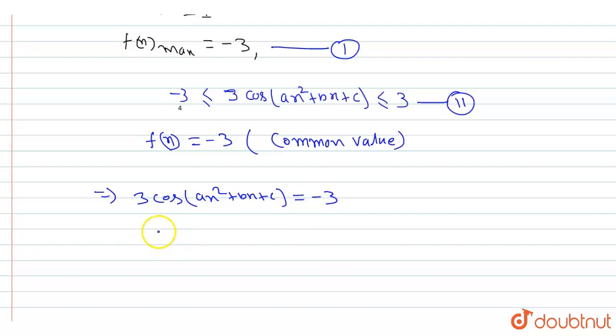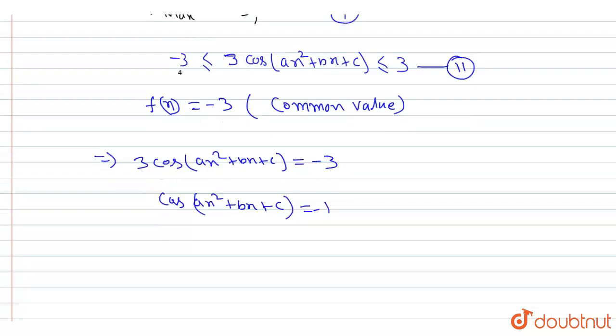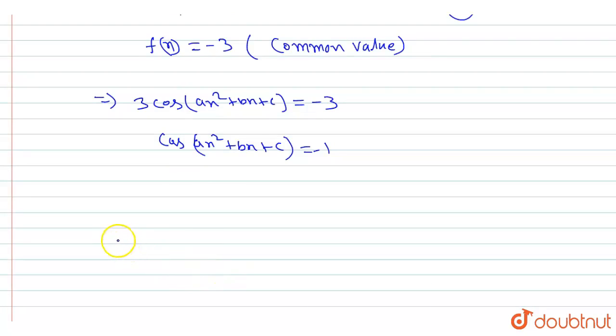From here we can write cos(ax² + bx + c) is equal to −1. Now we have two values of x, that is 1 and −1. Clear?